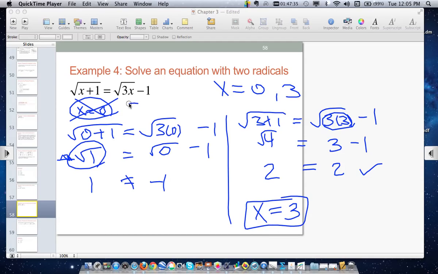X equaling 0 is extraneous. Weird word, but it just means it's extra, it's not necessary, and it's not correct. So when you are solving your radical equations and you get multiple possibilities for x, you have to check to see if any of them are considered extraneous. They might both work, they might both not work, all right? You've got to double check them.